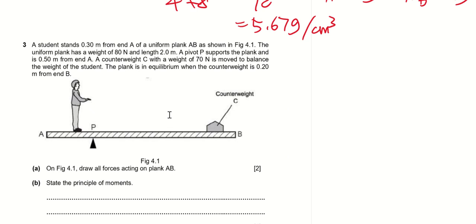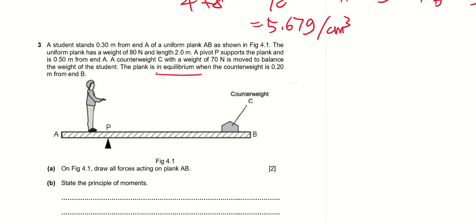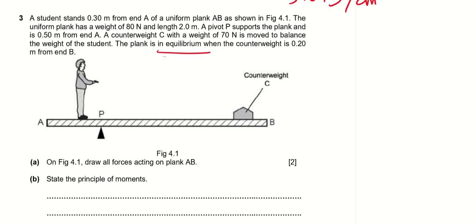I spot a pivot, and I spot in equilibrium as I'm reading, therefore it must be a moment question. So for moment question, later on we'll do it using our 6 steps. But first, they want us to, on figure 4.1, draw all forces acting on plank AB.